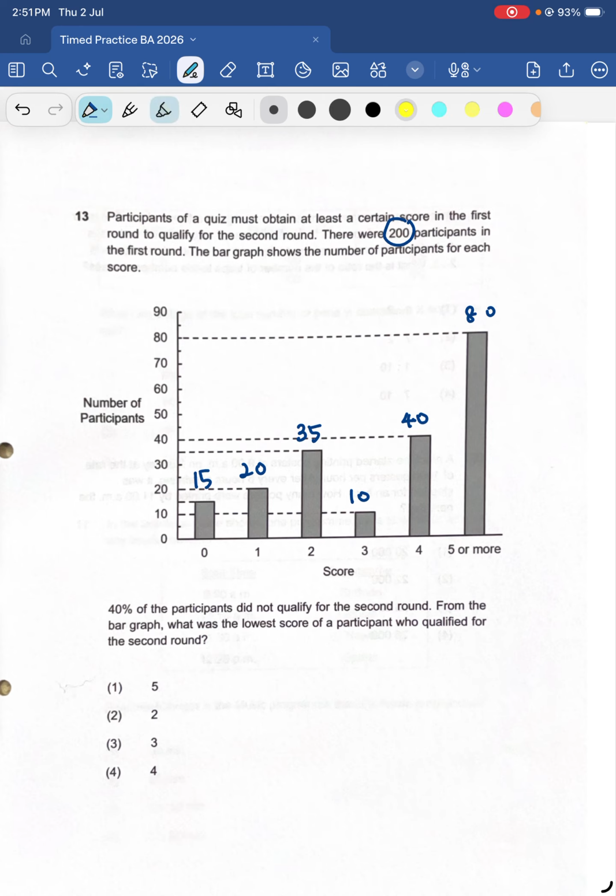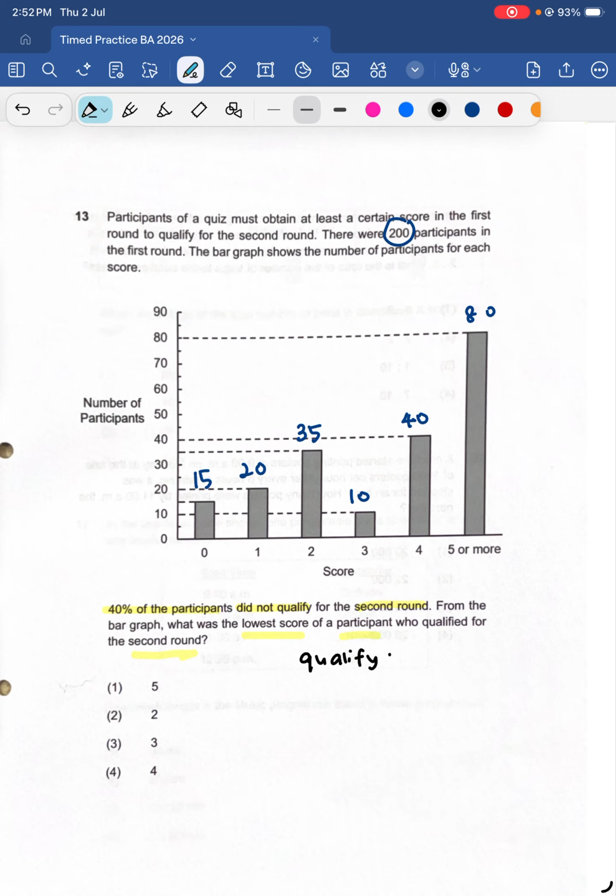Now there is a very important clue here. They say 40% of the participants did not qualify for the second round. From the bar graph, what was the lowest score of a participant who qualified for the second round? This means that 40% didn't qualify. It also means that a certain percentage qualify.